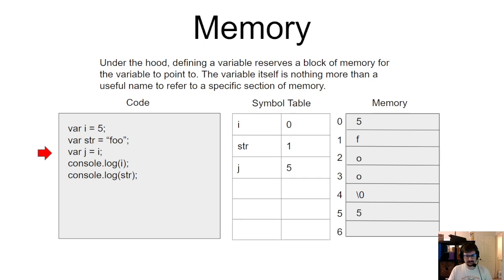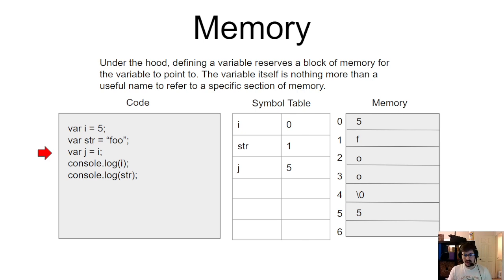So the next one, we have j, and j is equal to i. Now here's an important thing that we will cover later on. Primitives are copy by value. So we make another entry into the symbol table here, and that gets memory location 5 because that's the next memory location that's available. Then we copy the value from memory location 0 into memory location 5. So now both 0 and 5 have 5, incidentally. I probably could have picked a better number for that, I'm just realizing.